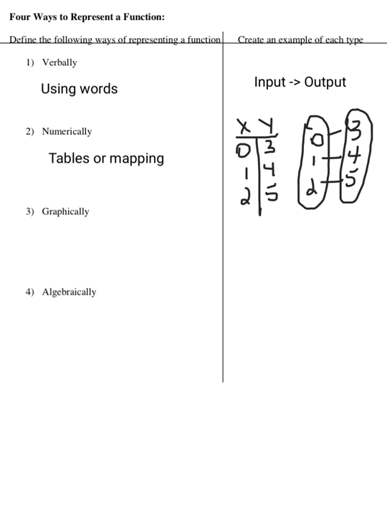For numerical, we would use a table or a mapping. An example of that would be your XY table, or a mapping where we show that our X values, our inputs, go to exactly one Y value or output.